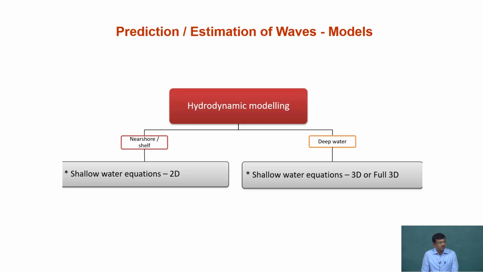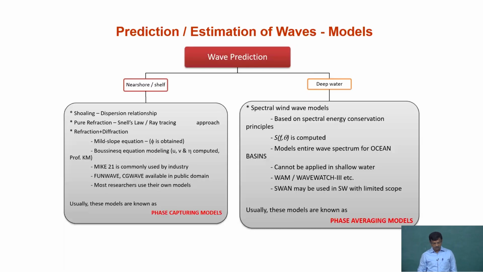Most of the shallow water wave equations we are writing in terms of the two dimensional form. That means either it is vertically integrated or some approximation on the distribution in the third direction, that is all in the xy plane, that is the horizontal plane. Most of the things are two dimensional.